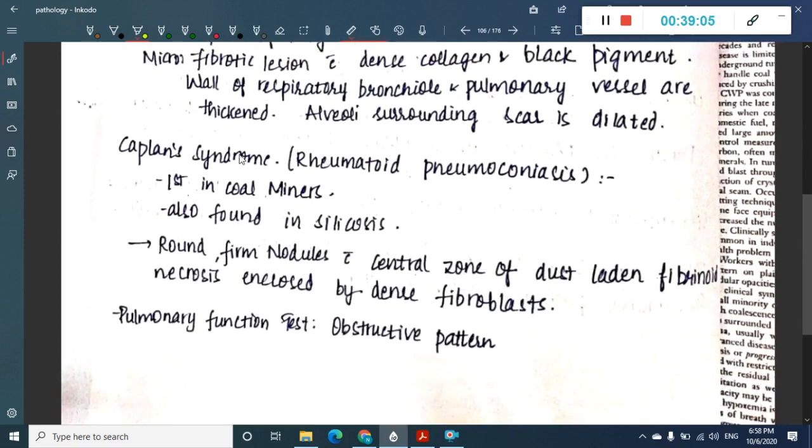Then the last type, which is called Caplan syndrome or rheumatoid pneumoconiosis. Okay, this is seen both in coal workers pneumoconiosis and also in silicosis. Here, as I have already shown you the pictures, you see round nodules with central fibrinoid necrosis. Okay, this is an obstructive pattern. Look at it. If you remember, silicosis is a restrictive pattern, right? But here this coal workers pneumoconiosis is an obstructive pattern.